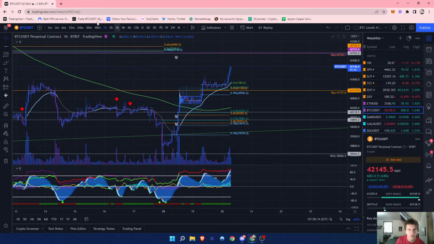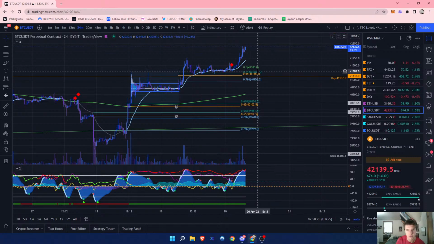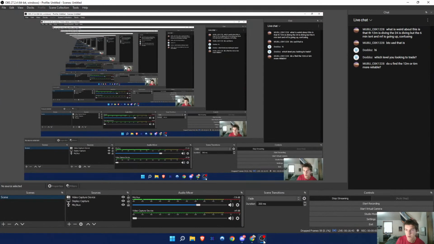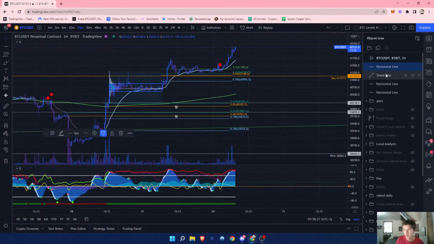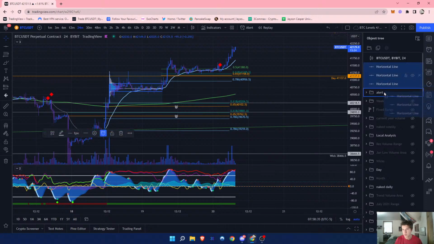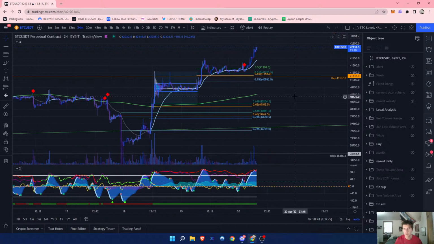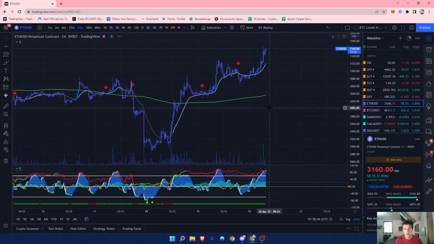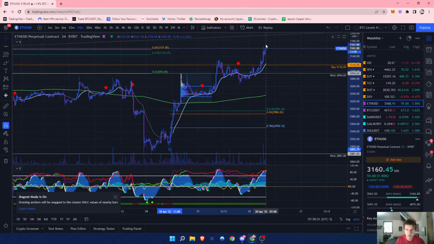I might get stopped out on my short here, but that's okay. It's a very tight stop loss for the risk to reward for it. So yeah, those are the levels so far. That's really it for now. I'll move on to Ethereum. Ethereum, I haven't really touched the chart that much, so I'll just do some live updating here.